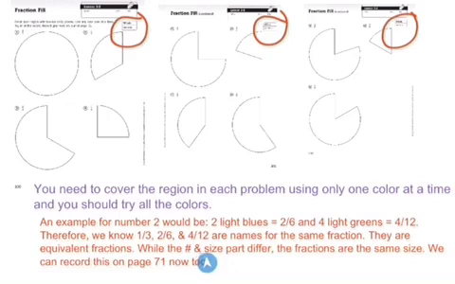So we can make sure we record those 3 for the 1/3 on page 71. That's how you're using these sheets to help you to fill out those equivalent fractions on page 71. Pause the video. Get that work done. When you have it, come on back.